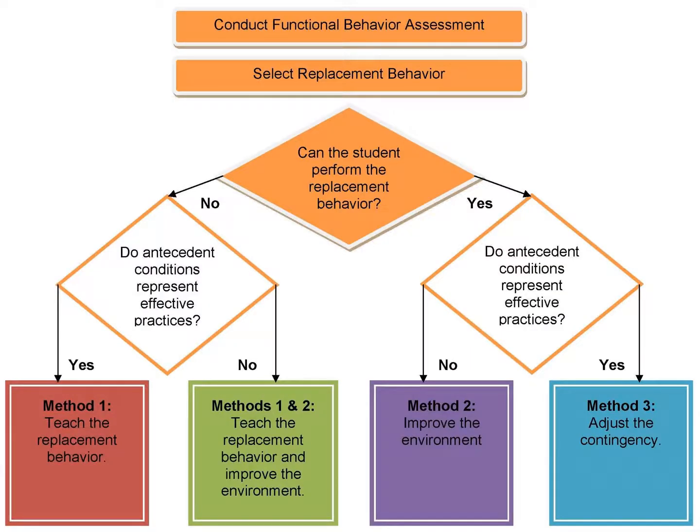Although interventions must contain the three components discussed previously, there is a systematic flow chart that will guide you in which method you should use in developing an intervention. As discussed earlier, the first box on this flow chart says conduct a function-based assessment. We've already gone over this; see previous modules on how to do this. The second box down is select a replacement behavior. Again, we have already done this in previous modules. Now we're going to move our focus to the rest of the flow chart.